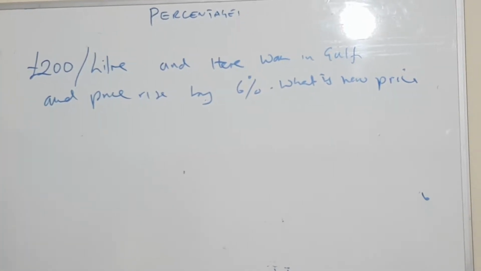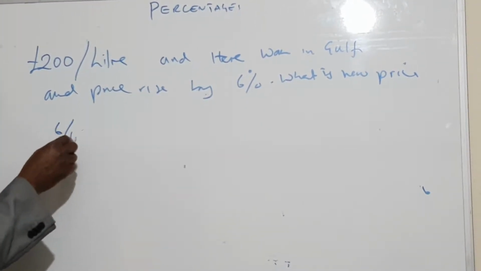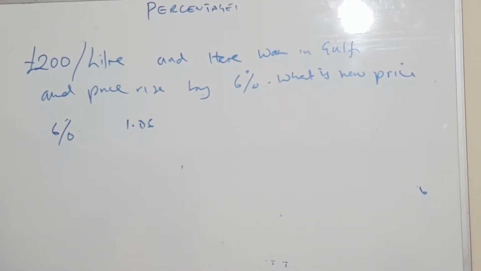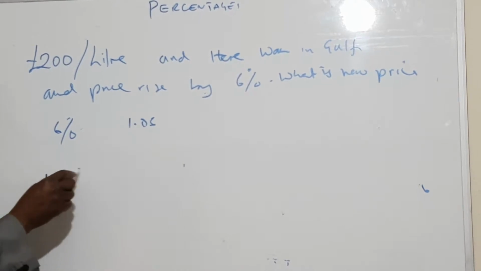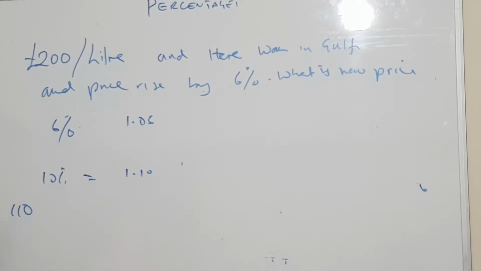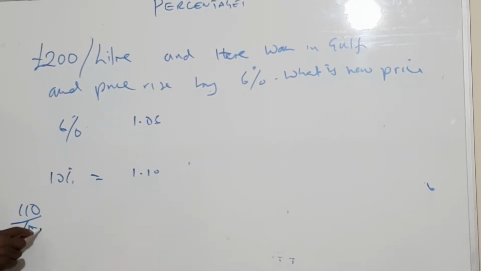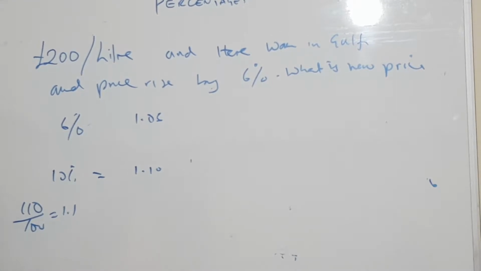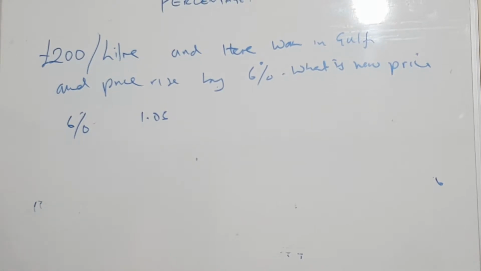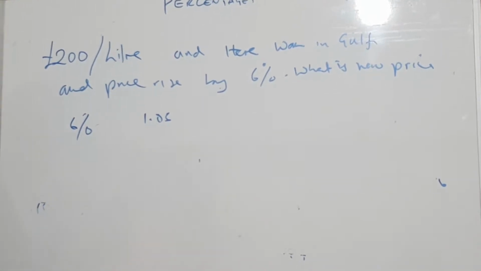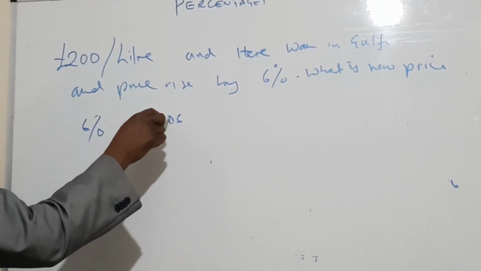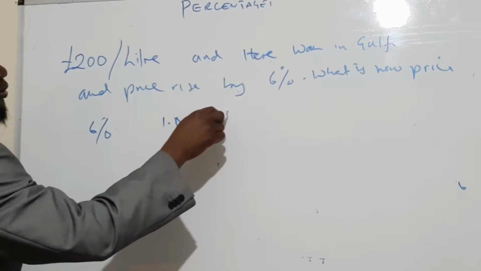Again, we said the increase is 6%. So the multiplier will therefore be 1.06. Do you see? If it is 10%, it will be 1.1. Basically, it's 1.1 because percentage is 100. You add 10, it becomes 110. You divide by 100, it becomes 1.1. Yes, that's how we get it. So instead of finding 6% of 200 and adding it back to 200, we just multiply by the multiplier, which is 1.06. Yes, you multiply that by 200 pounds.